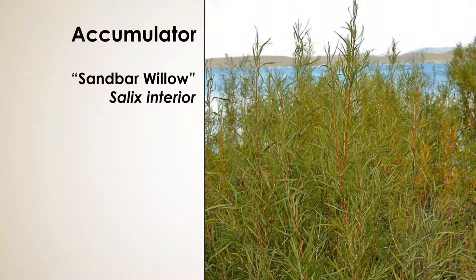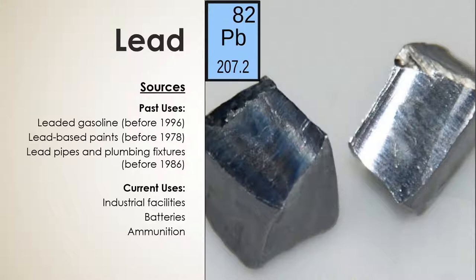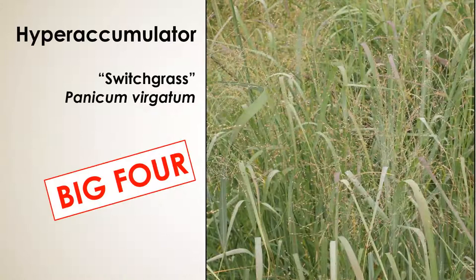And then lead. What are some common sources of lead in the environment? Well, before 1996, leaded gasoline, before 78, lead-based paints, and before 86, lead pipes and plumbing fixtures. Current uses include industrial facilities and batteries and in ammunition. Switchgrass is a hyperaccumulator of lead.